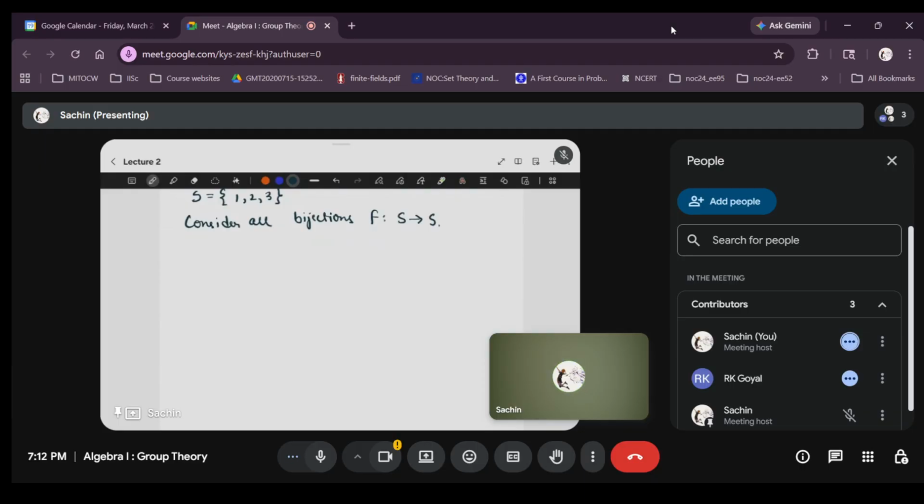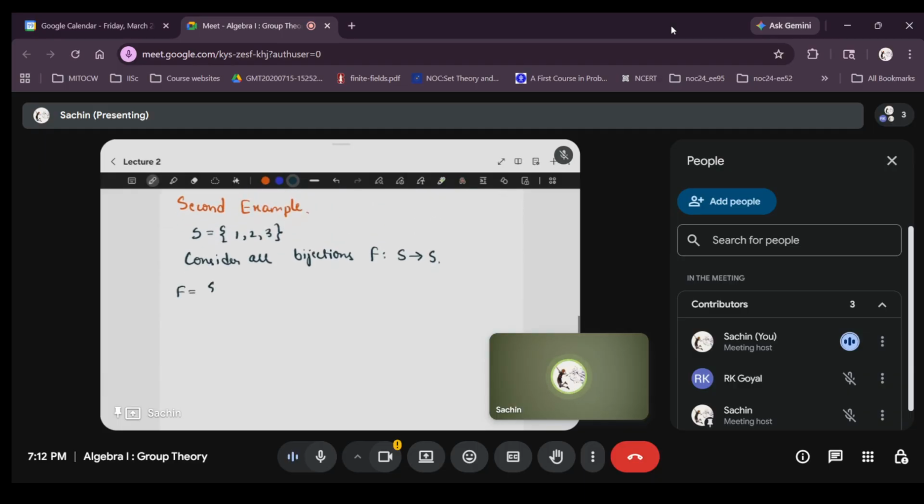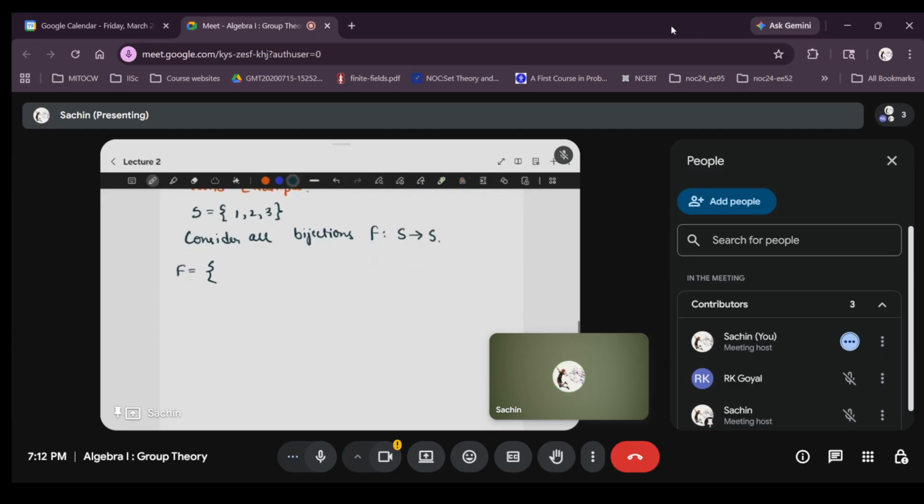Yes. So there are six functions in this set. For now, I'll just call it capital F. We'll give it a name in later lectures. So the elements of the set F, the set of all bijections, there are only six, so I can just list them. Let F1 be just the identity function. The element goes to itself.